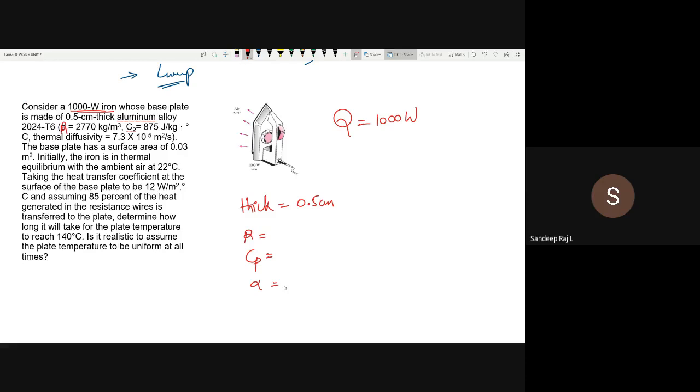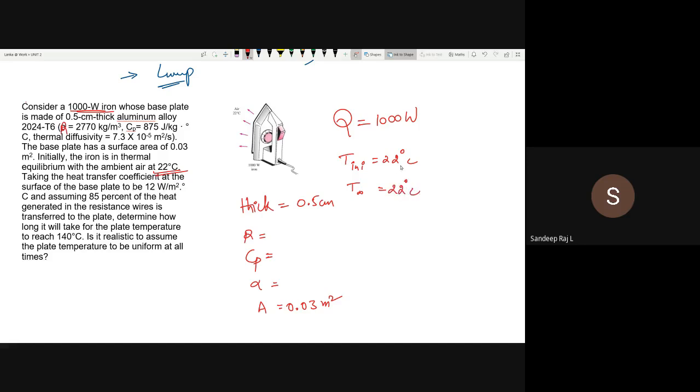Alpha is given. All the things are given, and the area is also given. The area is 0.03 meters squared, and the initial temperature is given as 22 degrees centigrade. It's given here, and he's saying that this is also equal to the atmosphere temperature.